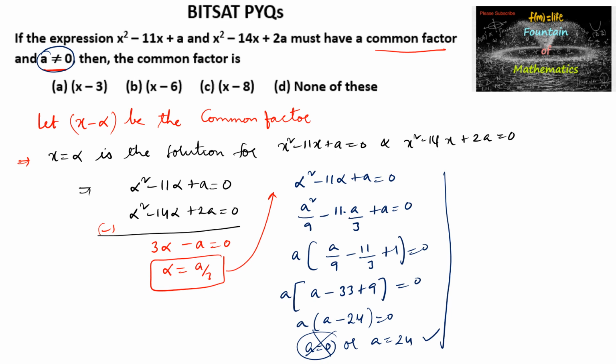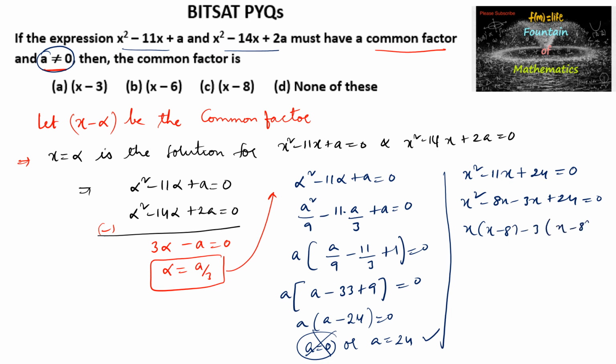So when we substitute a is equal to 24 in one of the equations, we get x square minus 11x plus 24 is equal to 0. Factorization if we do it: x square minus 8x minus 3x plus 24 is equal to 0. So x times (x minus 8) minus 3 times (x minus 8) is equal to 0. So x is equal to 8 and x is equal to 3.